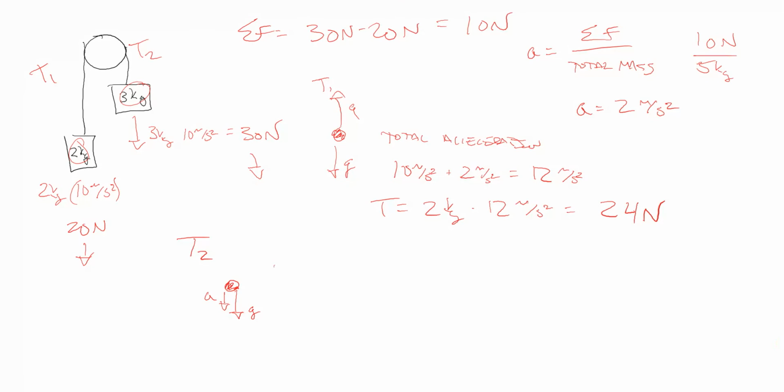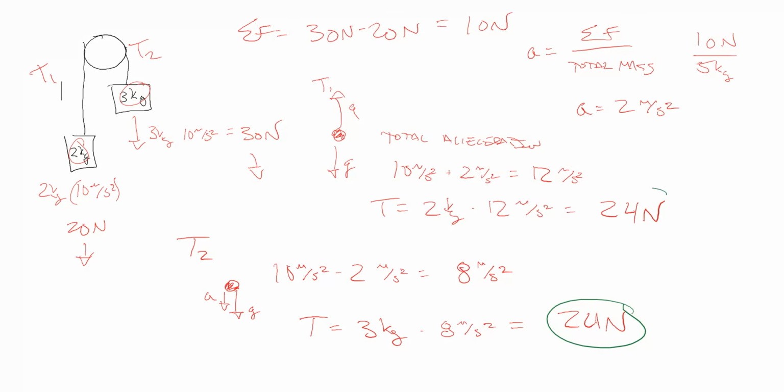So here, total acceleration is 10 meters per second squared minus 2 meters per second squared, which is just equal to 8. So the tension is 3 kilograms times 8 meters per second squared equals, hey, is it crazy that both of these are 24 newtons? Should the tension be the same in both of them? Yeah, that's how it works out in our favor. All right, there you go.